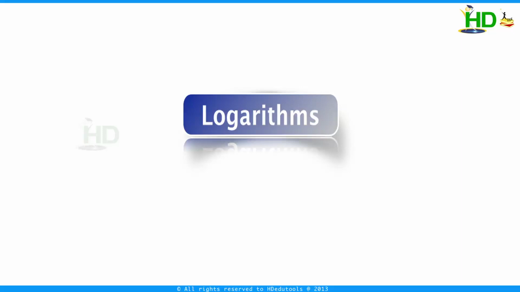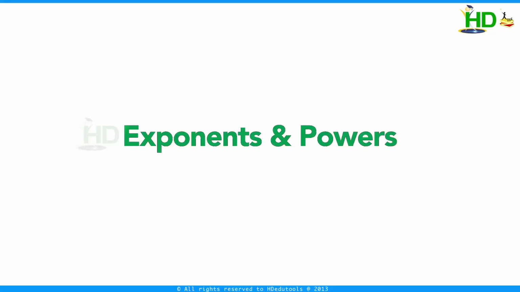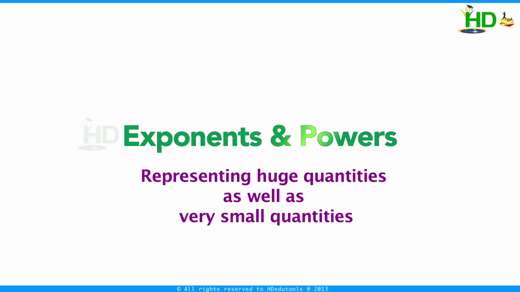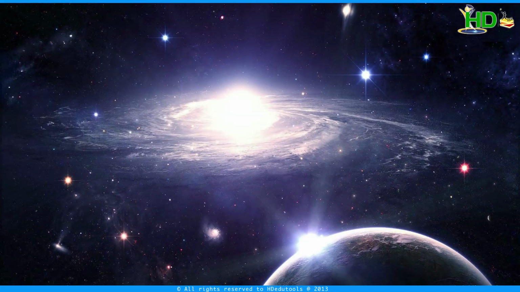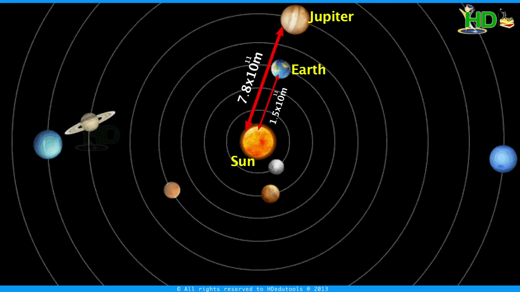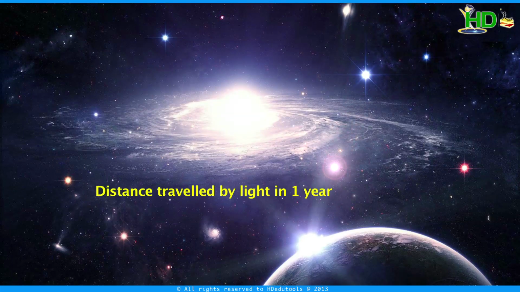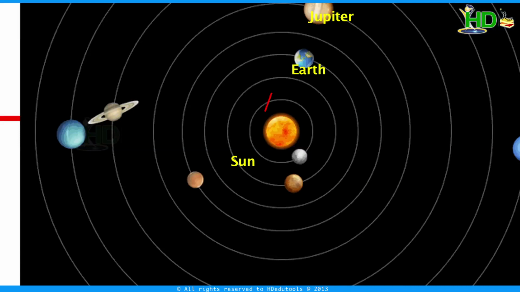In previous classes, we learned about exponents and powers. What is the use of exponents? What is the use of powers? Already we know they are used to represent huge quantities as well as very small quantities. For example, if we consider the distance between Sun and Earth, the size of the galaxy, the distance between Jupiter and Sun, the distance traveled by light in 1 year, to represent these huge quantities, we require exponents.